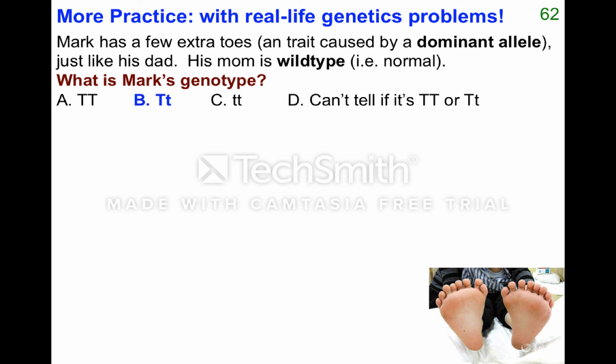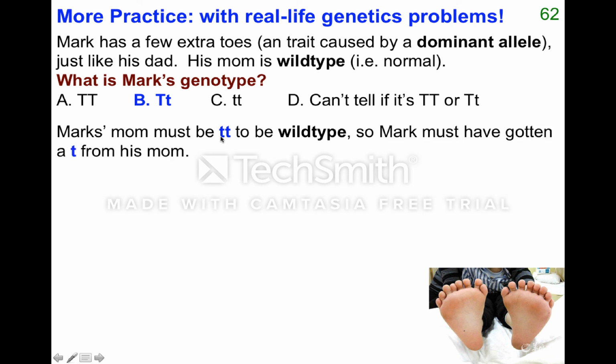Okay, so those of you who chose B, big T, small t, are correct. Because think about it, Mark's mom, we only know that her phenotype is normal, right? But to be normal, you must have two recessive normal alleles, right? We already know her genotype for sure, okay?